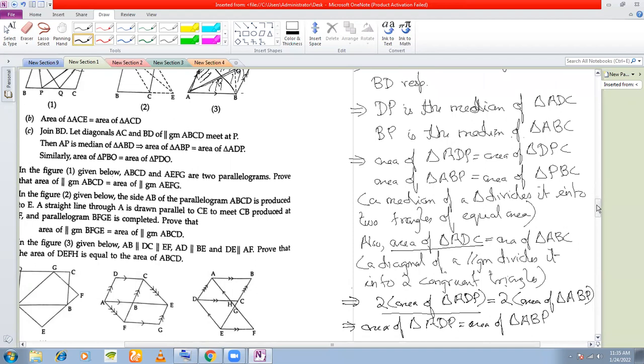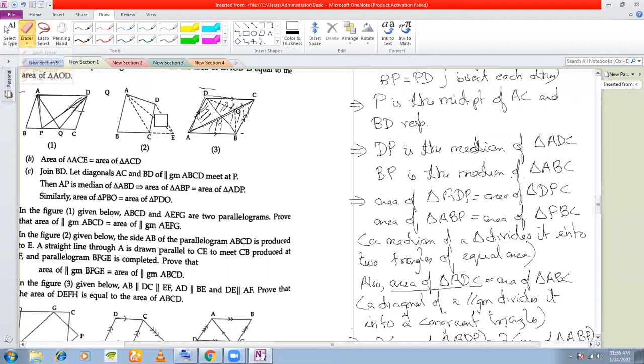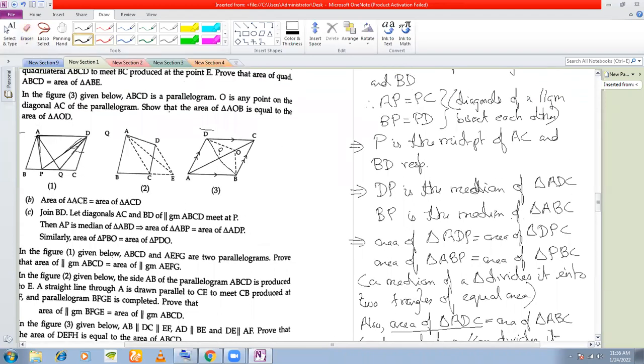right? Let me redraw this. What I have shown here is that area of this triangle is equal to area of this triangle, right? What do I have to show? If you see the question, I have to show that area of triangle AOB, this triangle, is equal to area of triangle AOD, this triangle. This is what I have to prove, right? But what I have shown till now is that area of this triangle is equal to area of this triangle.